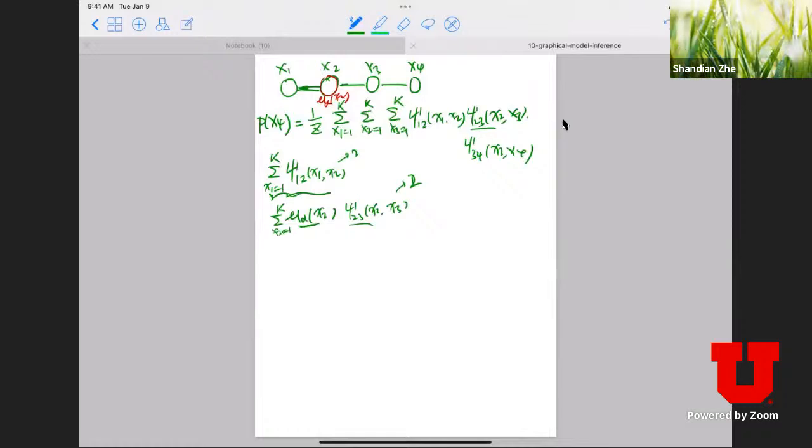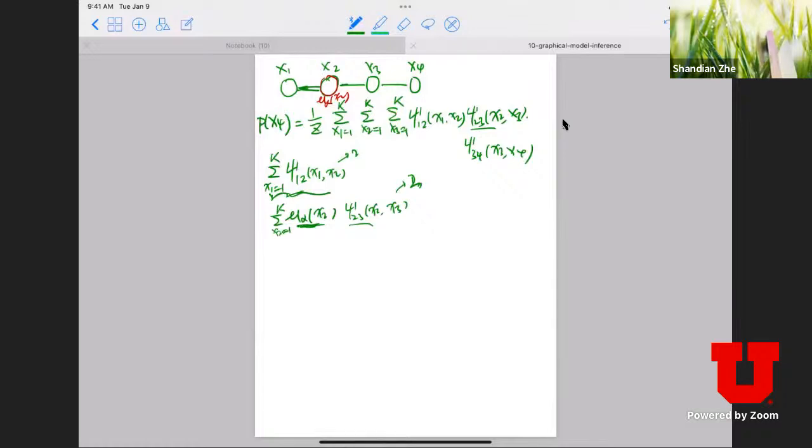And the same thing applies when x3 equals 3, right? You only need to change the value inside the psi, because you change the value of x3. But when you sum over x2, again, this inner summation has already been done. You just need to read out the cached result, right? So this way, we don't need to repeatedly compute the inner summation. Does it make sense?